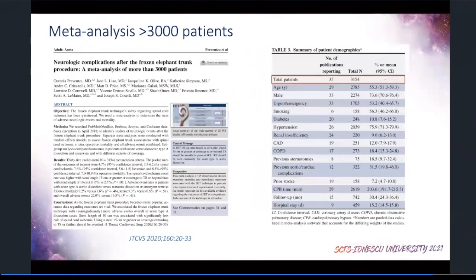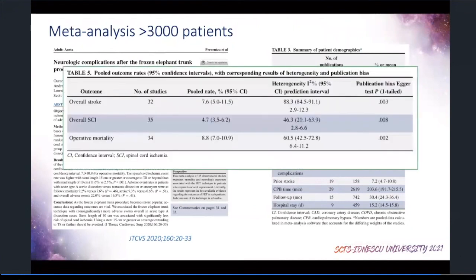This is a meta-analysis by the Houston group looking at over 3,000 patients in 35 studies that they ultimately reviewed, and you can see the summary of the patient demographics here. When you look at their overall rates, the overall rate of stroke was 7.6%. The overall rate of spinal cord injury was 4.7% in this study, and mortality was 8.8%.